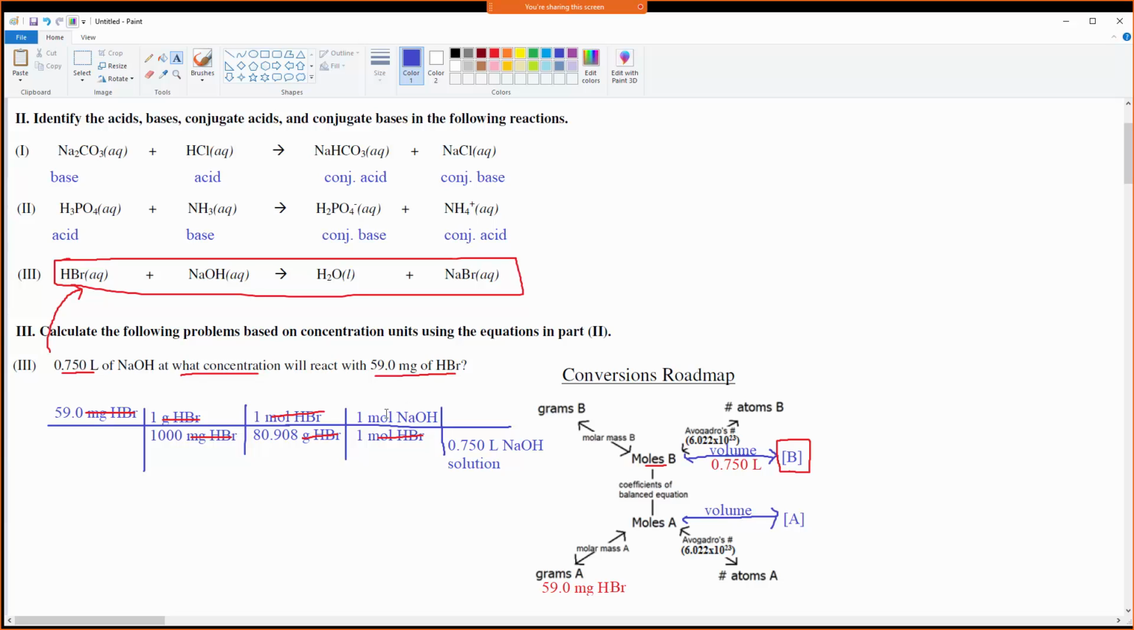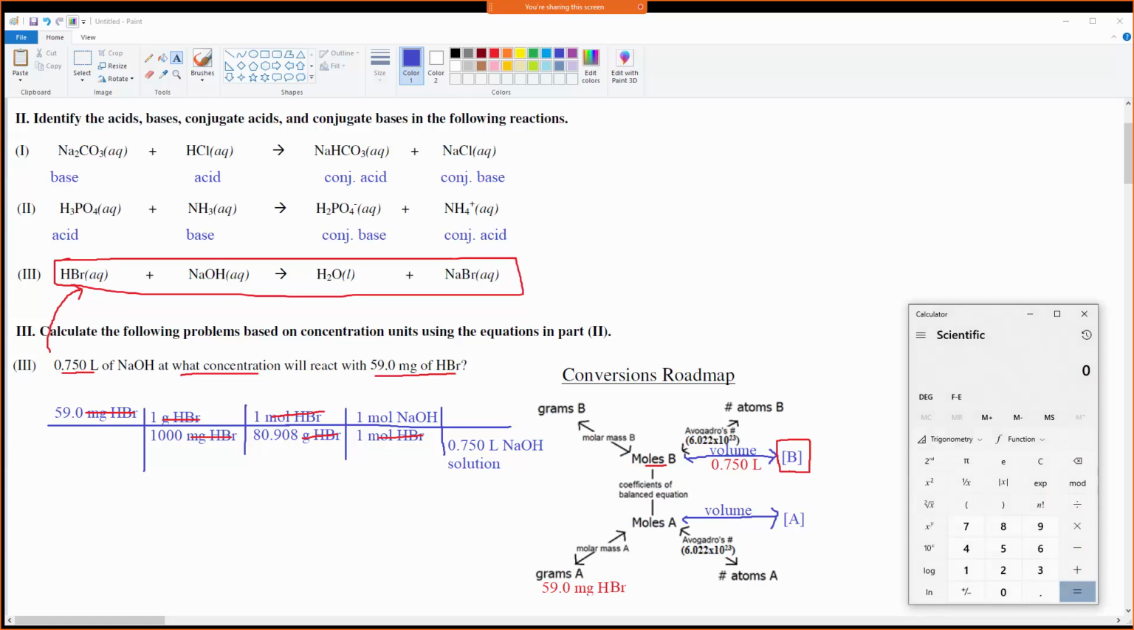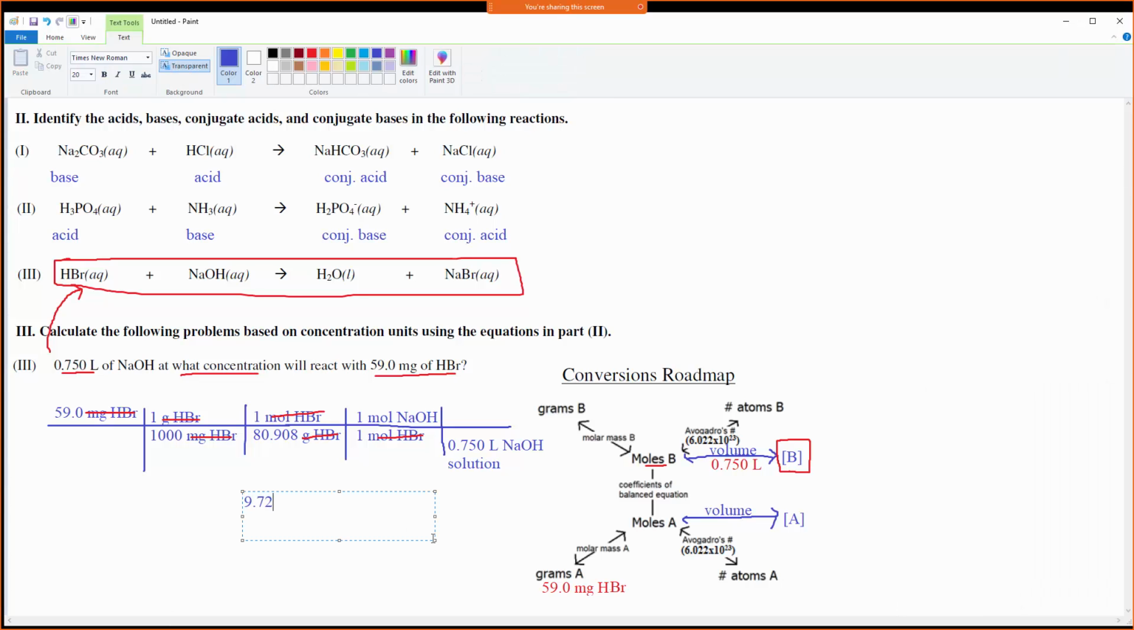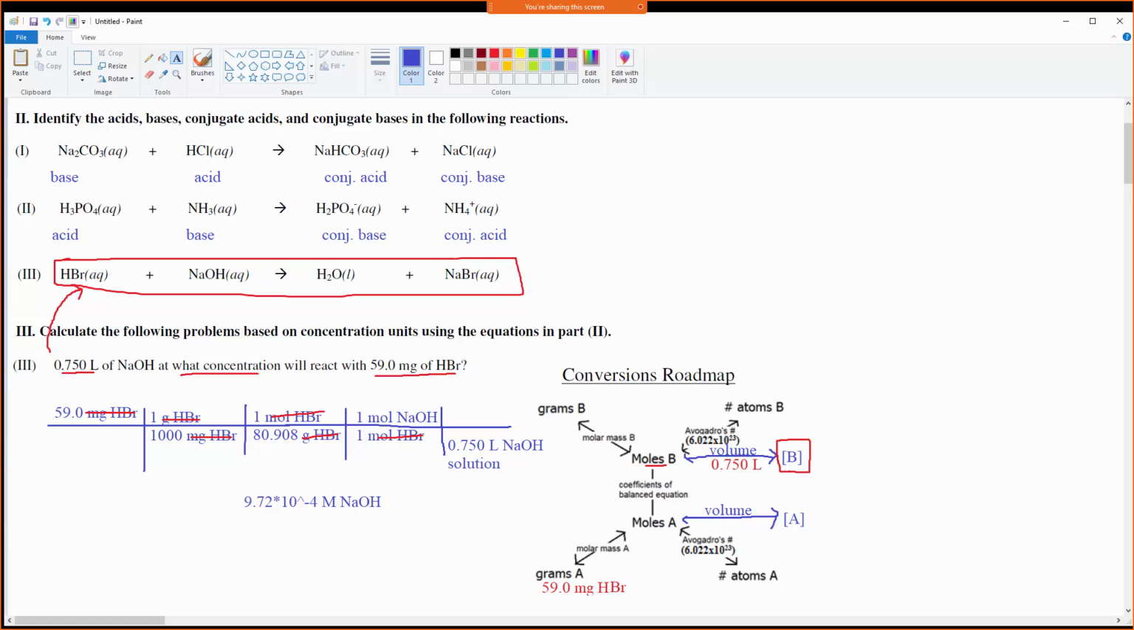So we don't at this point want to cancel out moles, because we need moles divided by liters for that last bit. And then we plug it in, and we get 59 divided by 1,000 divided by 80.908 divided by 0.750. And Sarah and I both got the same answer. We have 9.72 times 10 to the negative fourth molarity. All right, does that make sense?